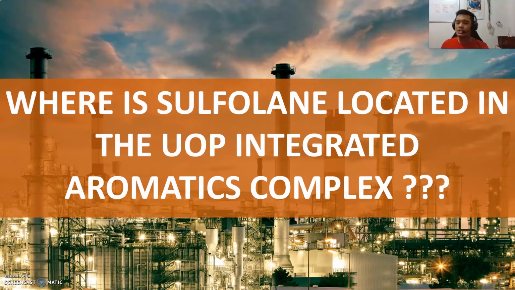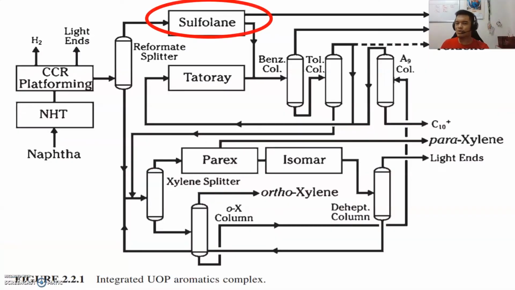So where is this sulfolane unit located in this UOP Integrated Aromatics Complex in the first place? Well, as you can see, it's right here. This is where the sulfolane unit, or our very own process of discussion, takes place. And as you can see here, we can identify that the feed to the sulfolane unit comes from the reformate splitter, and we have two outputs of the sulfolane unit. One is the raffinate, and the other goes to the benzene column.